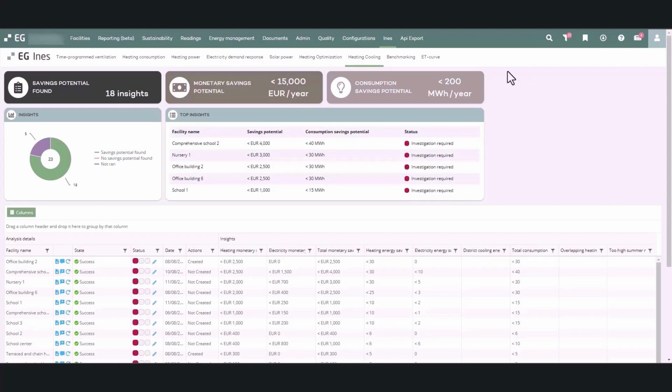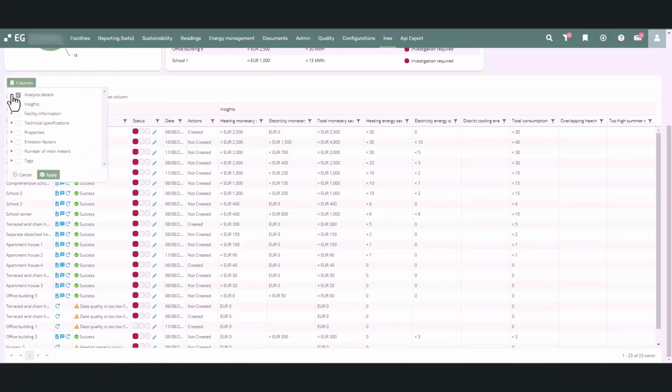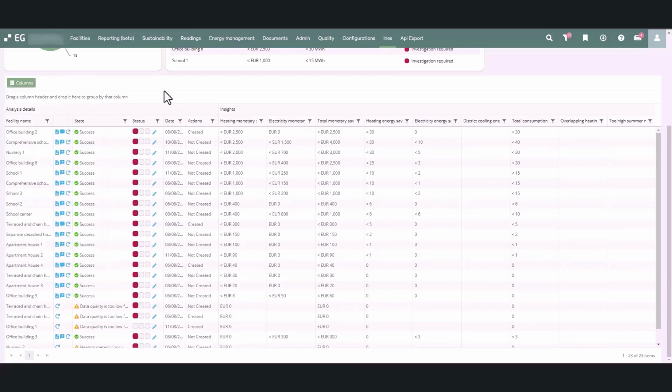The key results are summarized in the analysis summary and table view. From the columns menu above the table, you can add or remove information displayed in the table. In the first column after the facility name, there are buttons for downloading the facility report, creating an action, and updating the calculation.